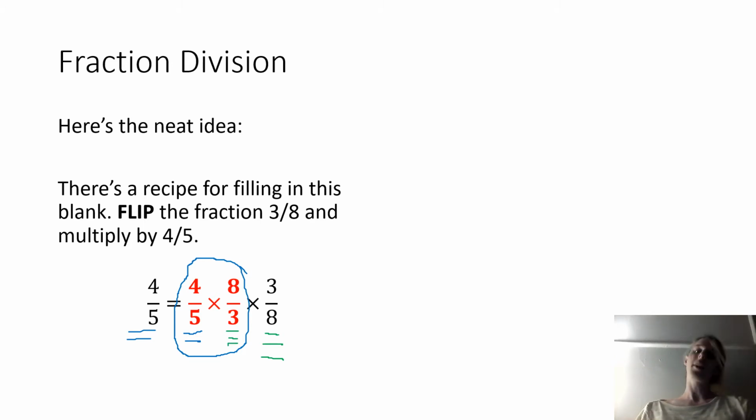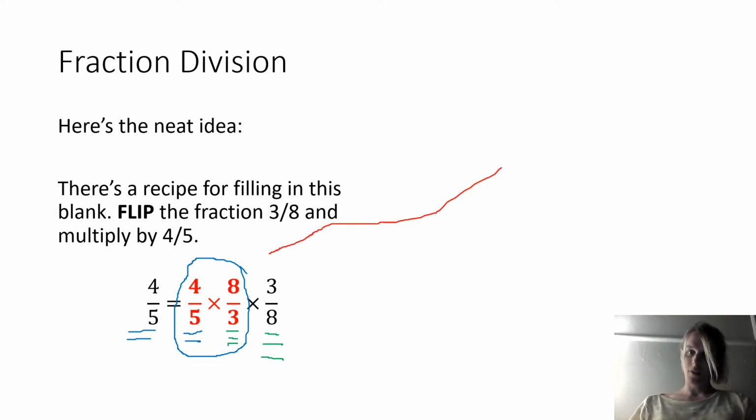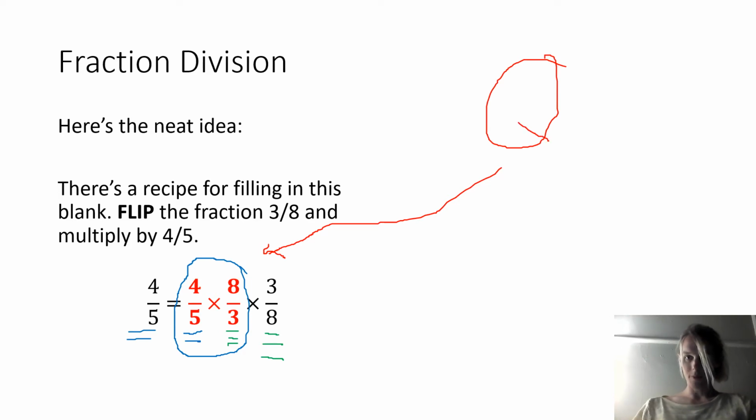I'm sorry, I said that backwards. We want 4/5 divided by 3/8. 4/5 is the dividend, 3/8 is the divisor. The recipe for the quotient is in red. The quotient is the number in red. I'll label it with a Q. The quotient is the dividend, which is in blue, double underlined, times the divisor, which is triple underlined in green, flipped.